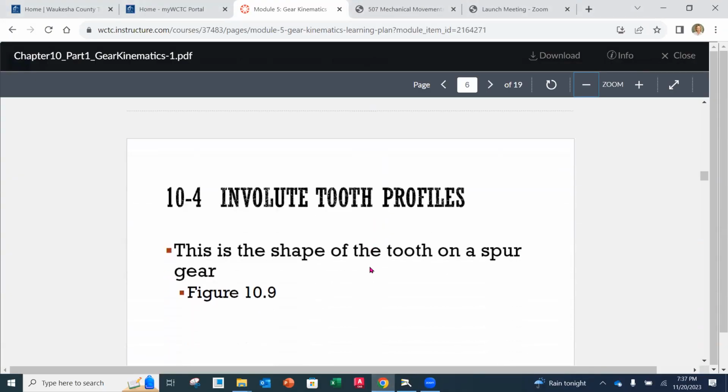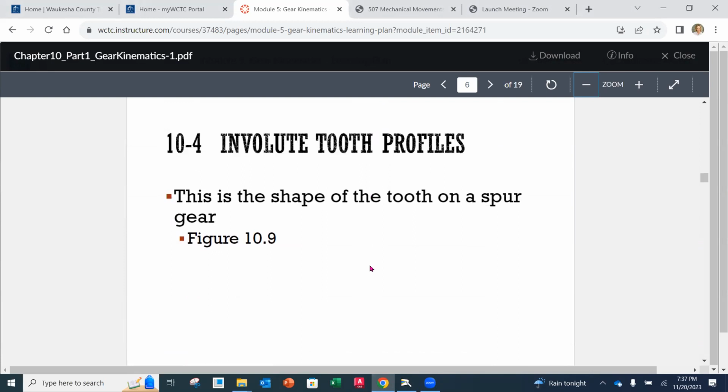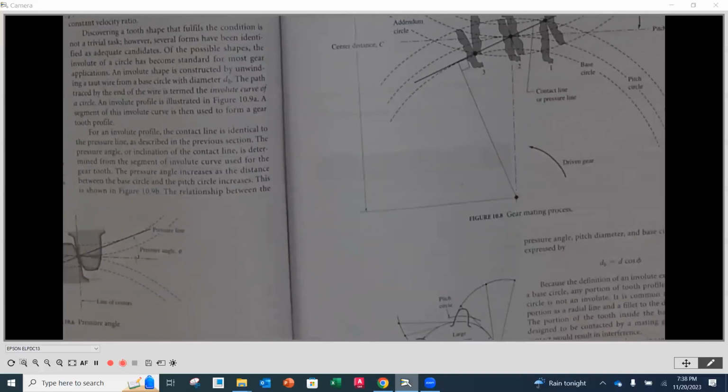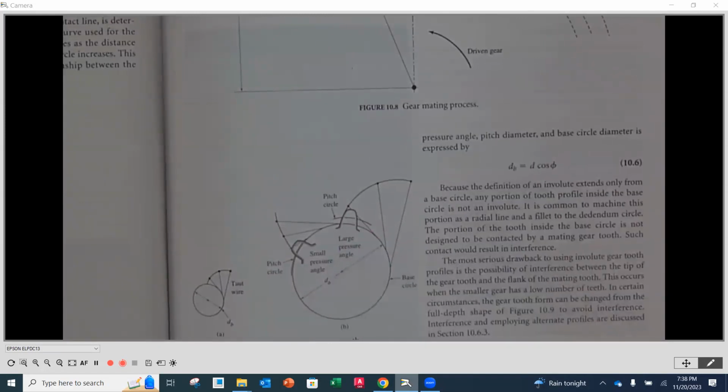Okay, so I think we hit all those. Involute tooth profile. So this is going to be the shape of the tooth on a spur gear. Specifically, we see it on figure 9.10. Okay. Figure 9.10. So it's at the bottom of page 265. This is our involute tooth profile.